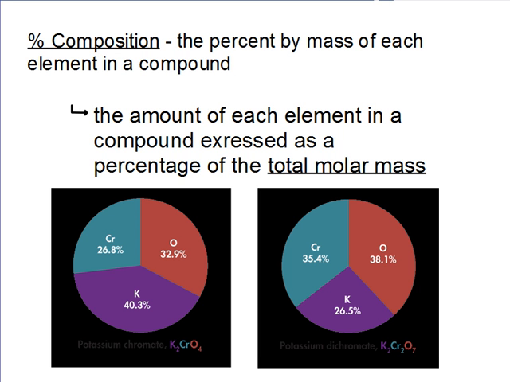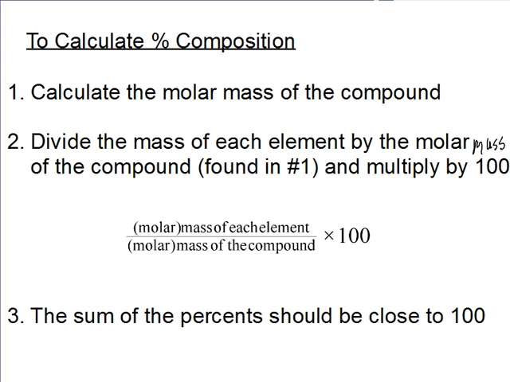All right, so you can see a couple of the graphs down here at the bottom, a pie chart kind of explaining to you what percent composition looks like. All right, so to calculate percent composition, the first thing we're going to do is to calculate the molar mass of our compound. That's something that you should all know how to do. That's from Section 1 in this chapter.